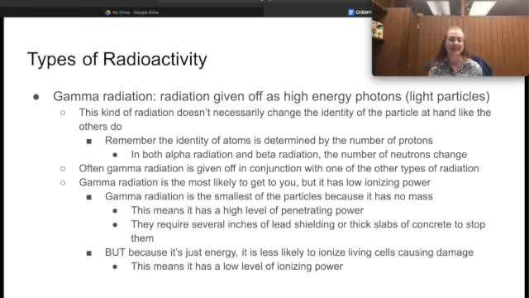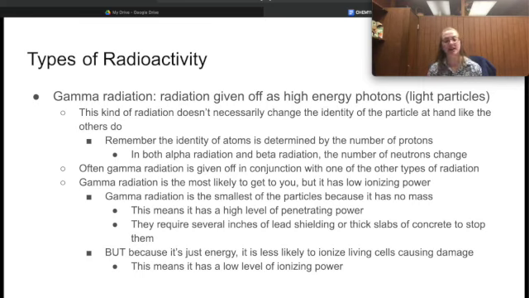The last thing I want to talk to you about is gamma radiation. This is radiation given off as high energy photons, which are like little particles of light. When you have gamma radiation, this kind of radiation doesn't necessarily change the identity of the particle at hand like the others do, right? In alpha radiation and beta radiation, the number of protons in the end changes. Often gamma radiation is given off in conjunction with one of the other types of radiation in the end. So it's just in combination with all of these things.